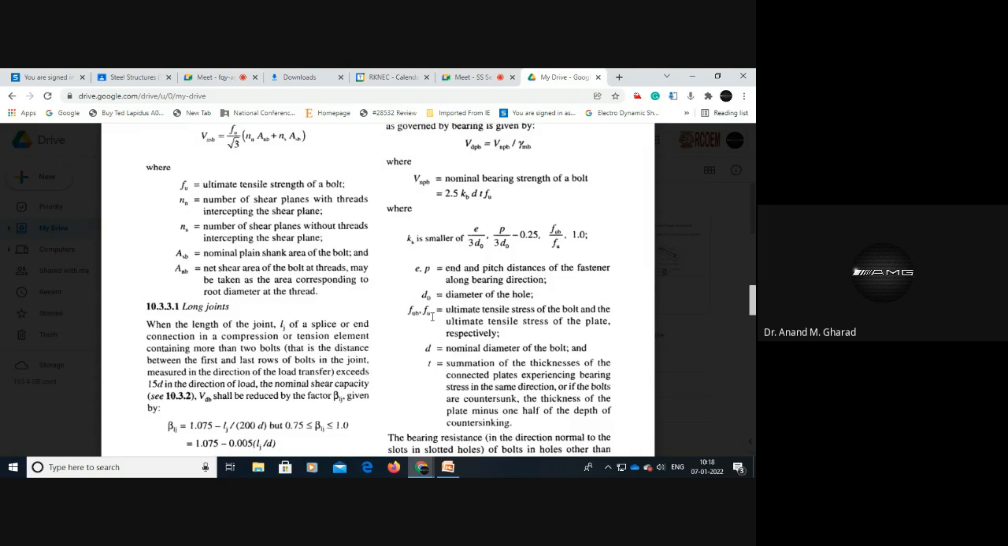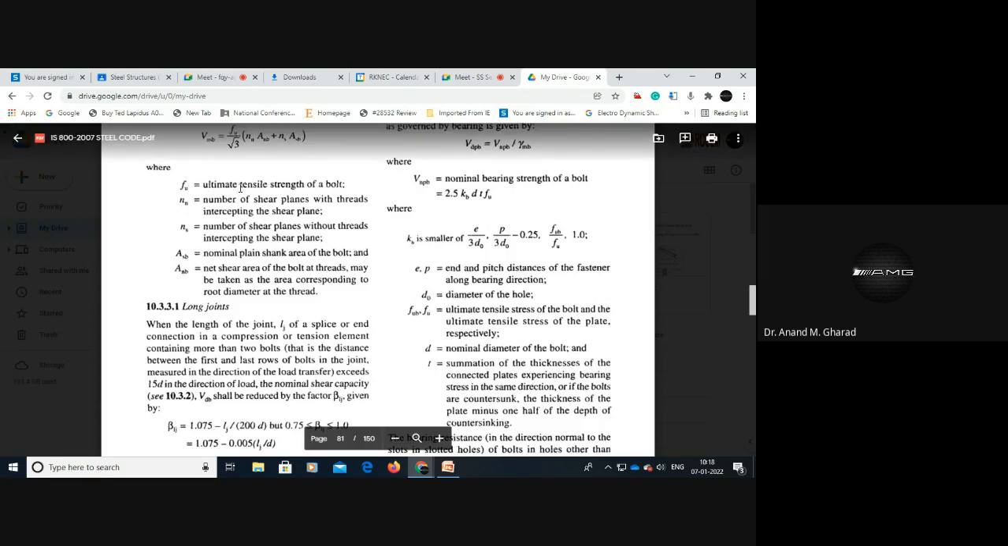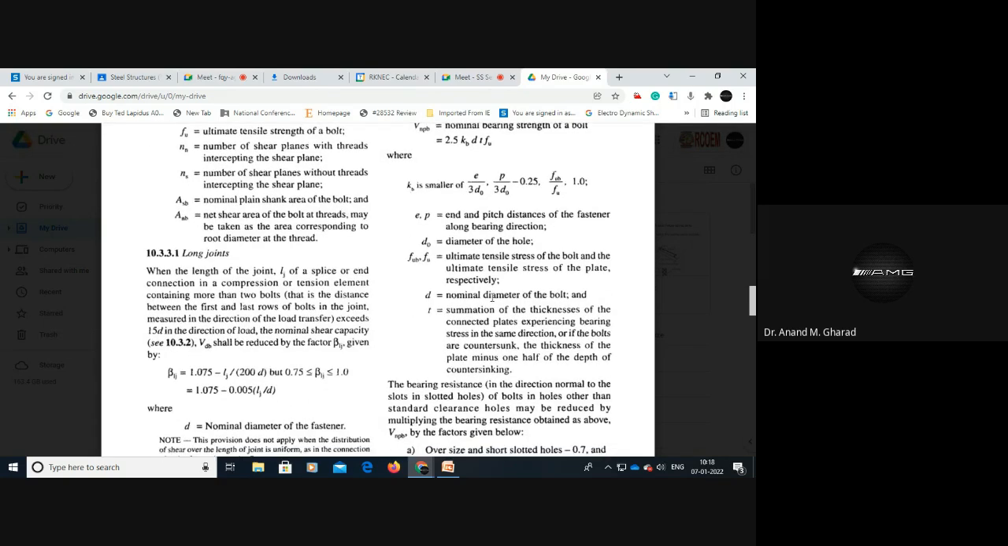FUB and FU are the ultimate tensile stress of the bolt and ultimate tensile stress of the plate respectively. Here, FU is the ultimate tensile strength of the bolt; you can even modify this and write it over here as F suffix UB, as mentioned over here. Then D is the nominal diameter of the bolt, and this is very tricky.